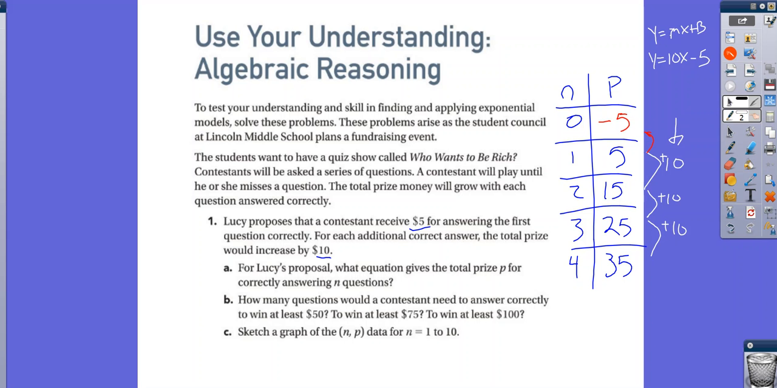Great. Oh, that's question A1. So it's question A2. How many questions would a contestant need to answer correctly to get at least $50? Well, so I'm going to use my equation here.